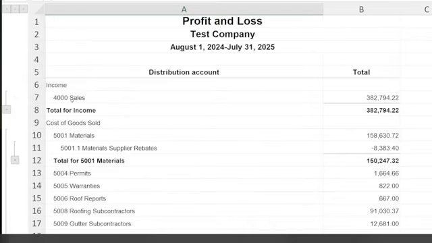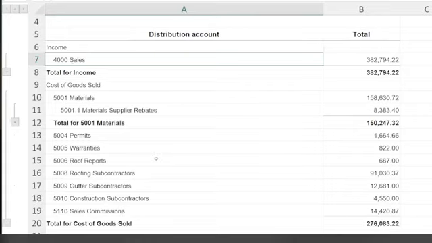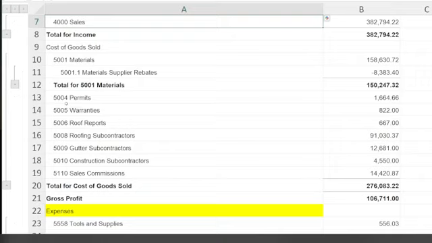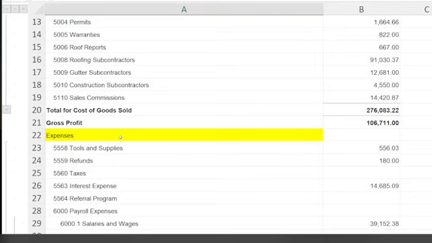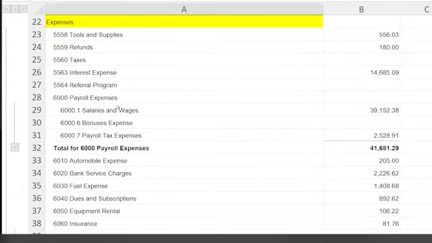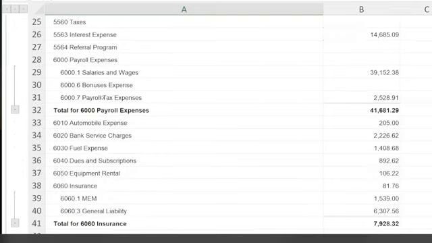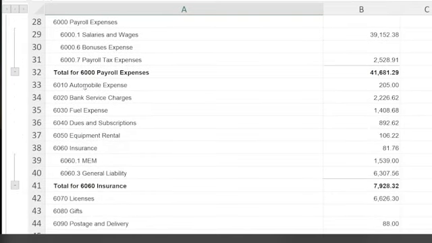Up here at the top, I usually use 4,000 series accounts for revenue. I usually use a 5,000 series account for cost of sales if you're a business like a contractor, or in this case, a roofing provider where you've got direct costs associated with your roofing sales. And then after that, I usually use the 6,000 series accounts for your general and administrative type expenses.